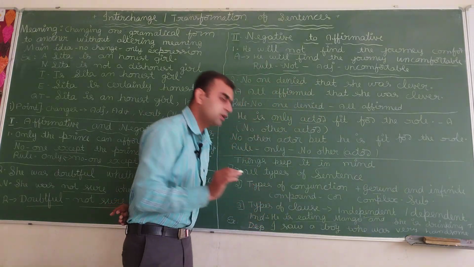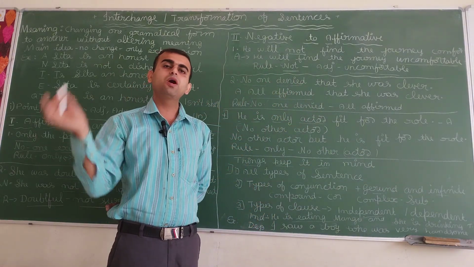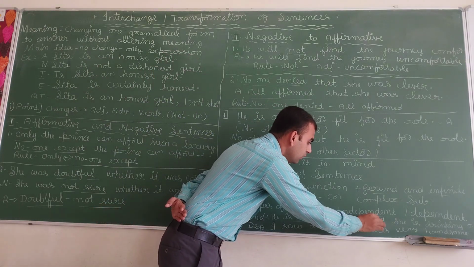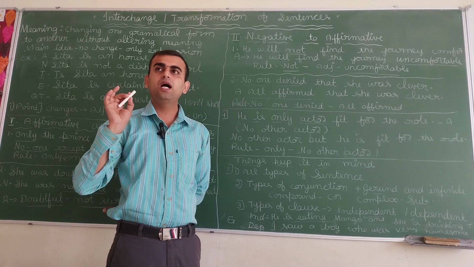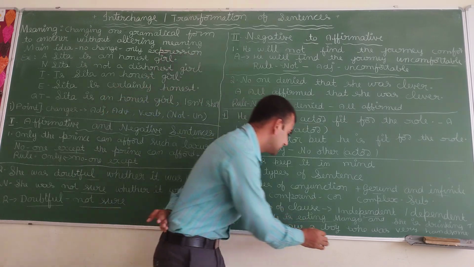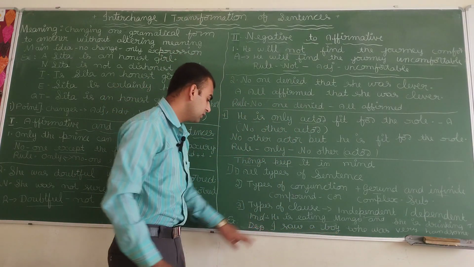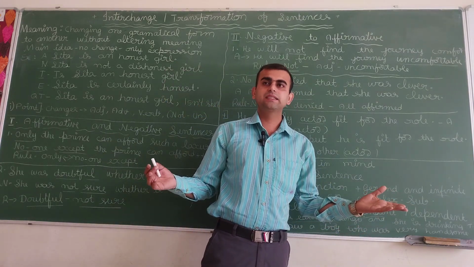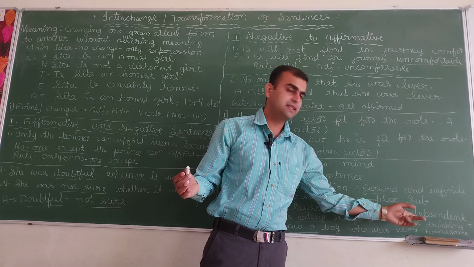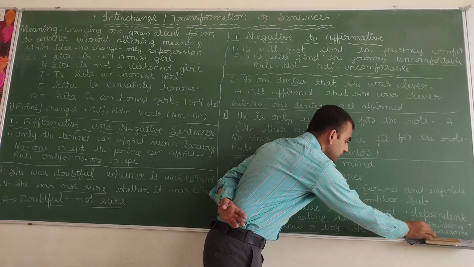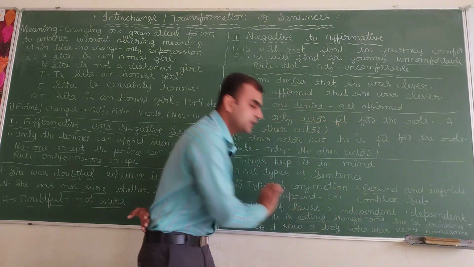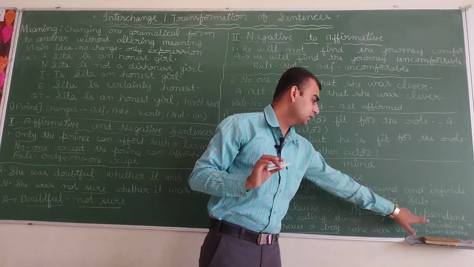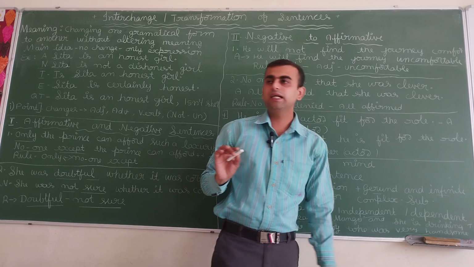So what is a dependent clause? A dependent clause means one clause is depending on another. For example, I saw a boy who was very handsome. There is one sense in the first clause and a second sense, who was very handsome. We can't make a separate sentence like that. This particular clause depends on the first clause. That's the reason it is called a dependent clause. Who was very handsome is called a dependent clause.